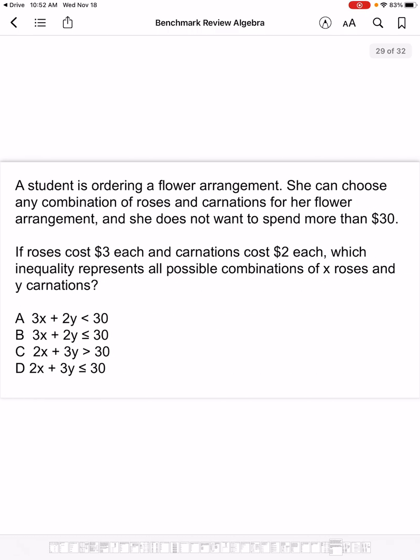Okay, with inequalities, we want to read the scenario. The scenario tells us she doesn't want to spend more than $30, so that means she can spend less than or equal to $30, so we can get rid of A and C. And then we know that roses are $3 and roses are represented by X, so we need 3X. So B would be our correct answer.